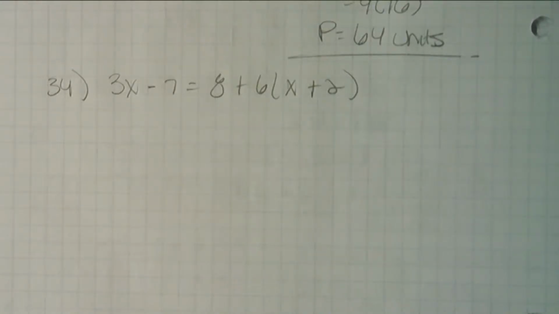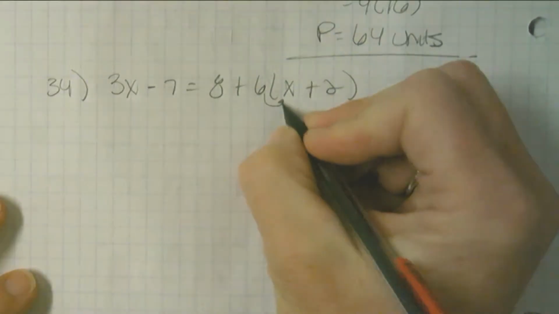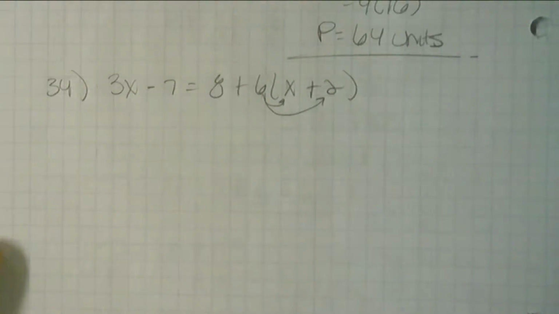How many of you guys added 8 and 6 first? There's more than one of you. All right, there's more. All right, you have to follow order of operations. So what should I be doing first here? Brendan? Excellent. You have to do that distributive property first.